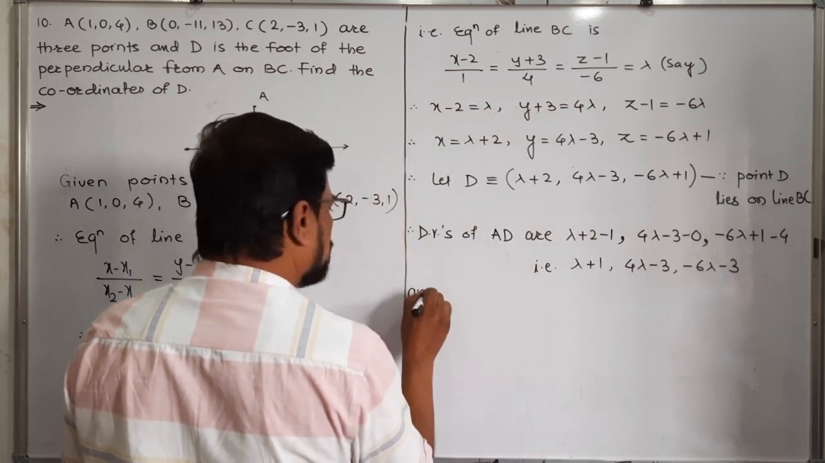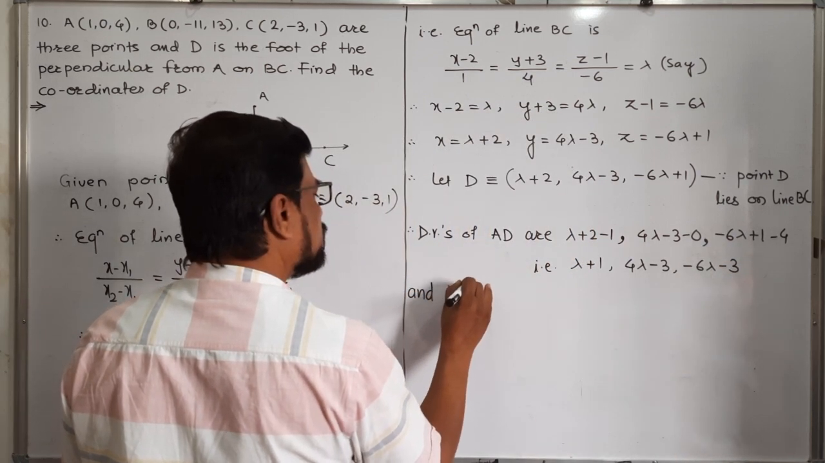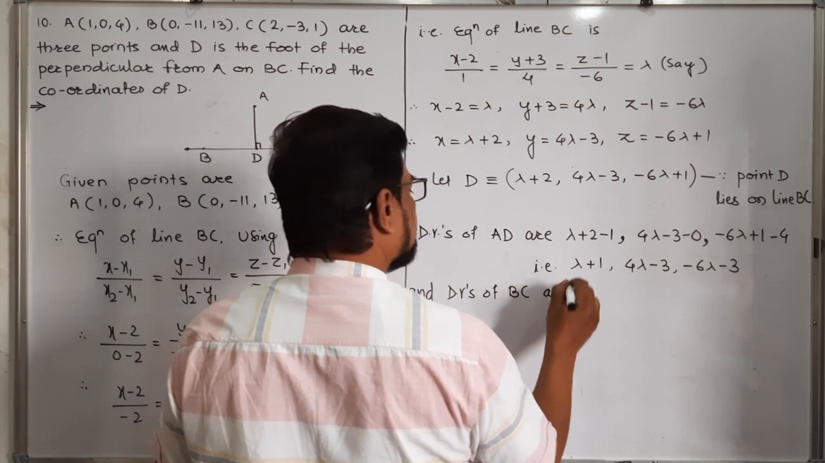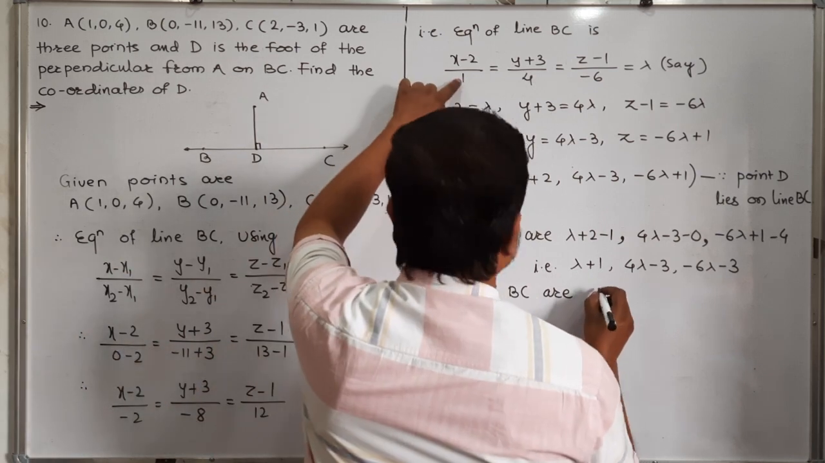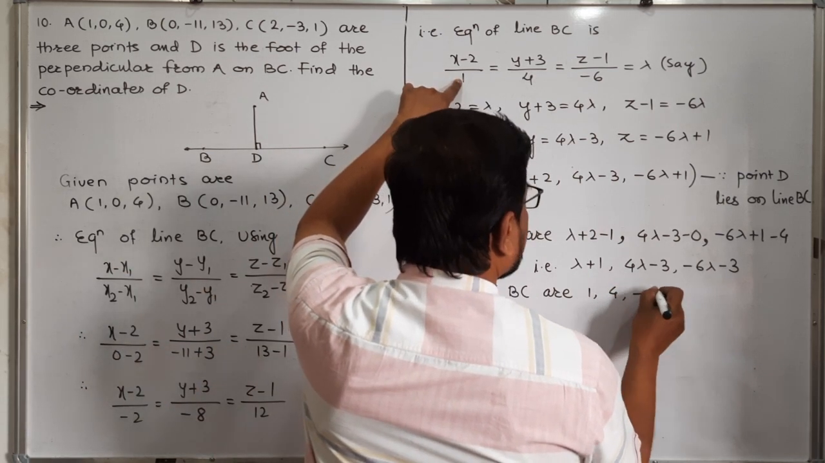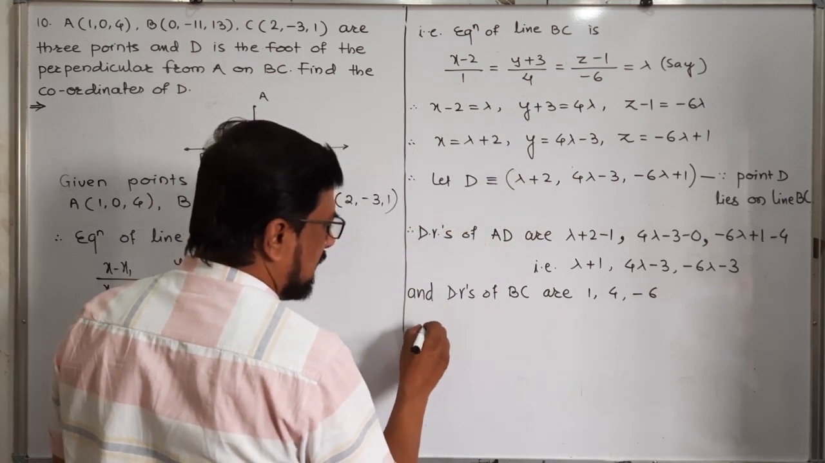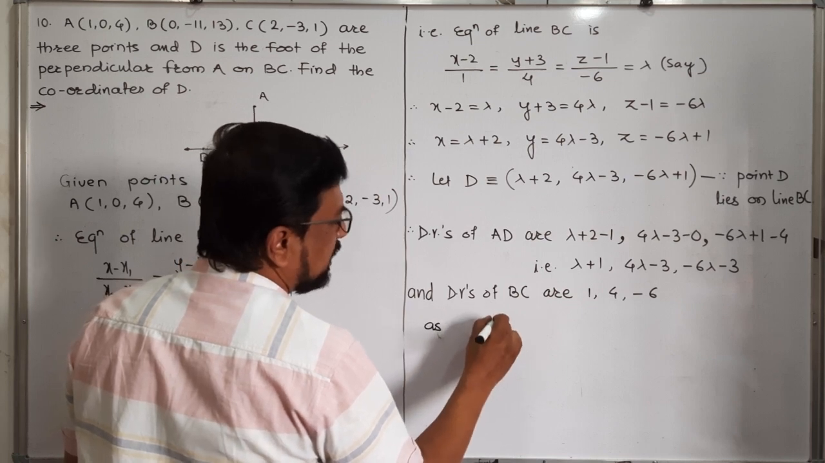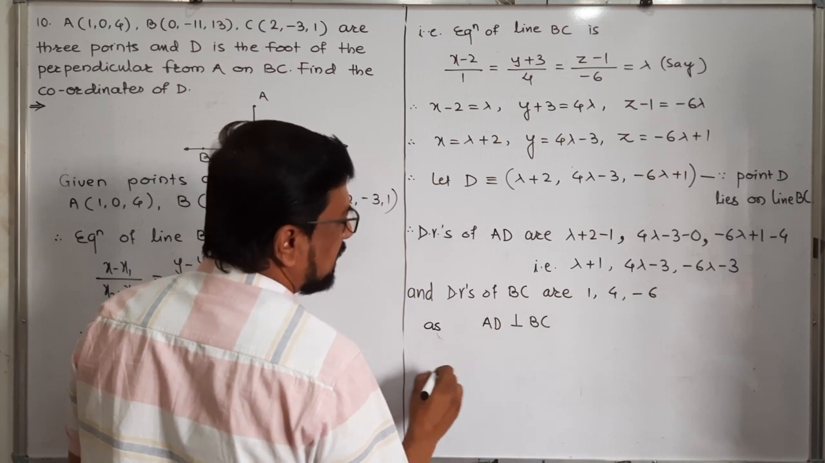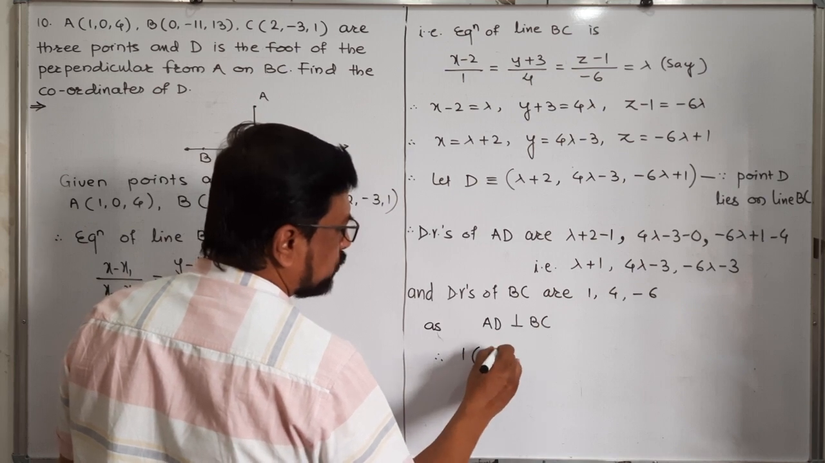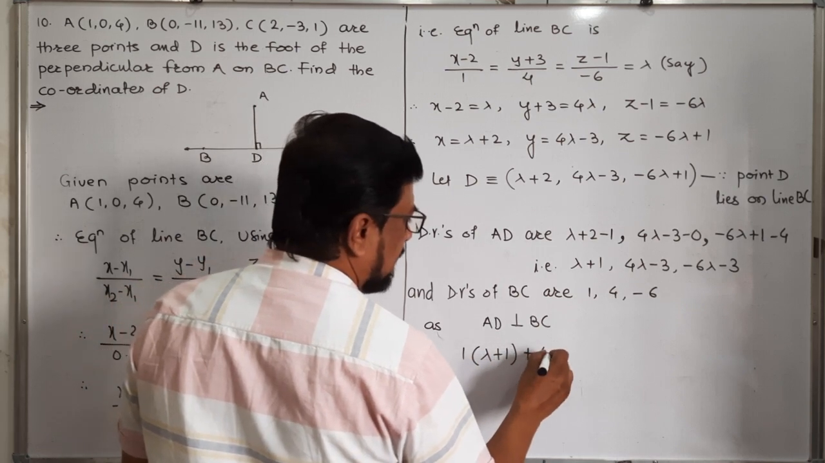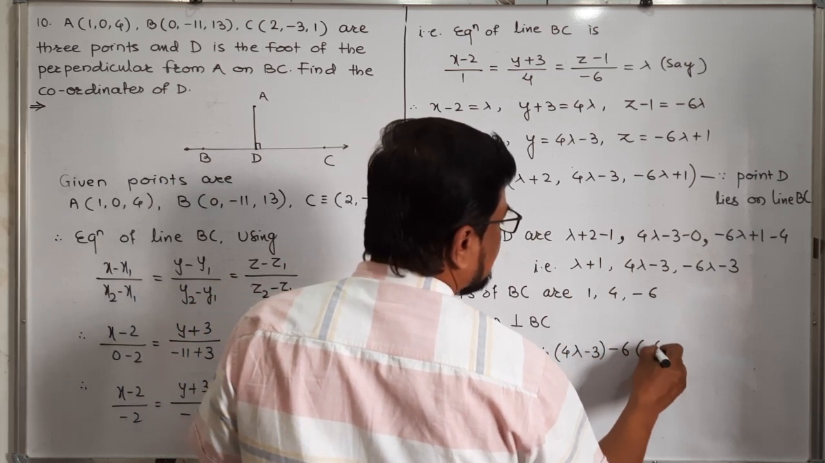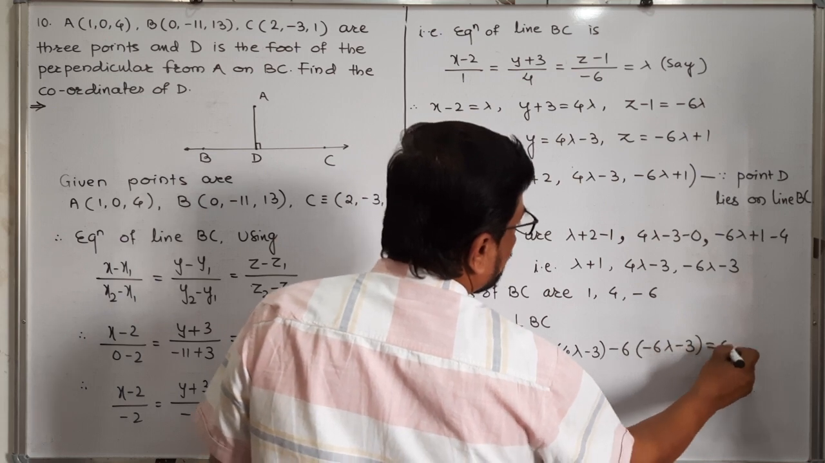And direction ratios of BC are 1, 4, minus 6, from the equation of BC we found. As AD is perpendicular to BC, therefore we can say that 1 into bracket lambda plus 1 plus 4 into bracket 4 lambda minus 3 minus 6 into bracket minus 6 lambda minus 3 is equal to 0.